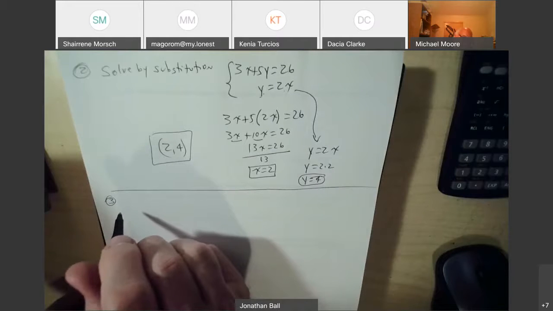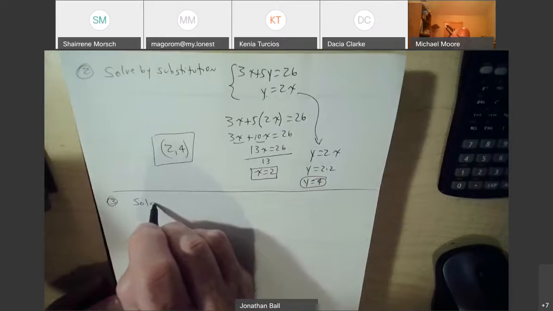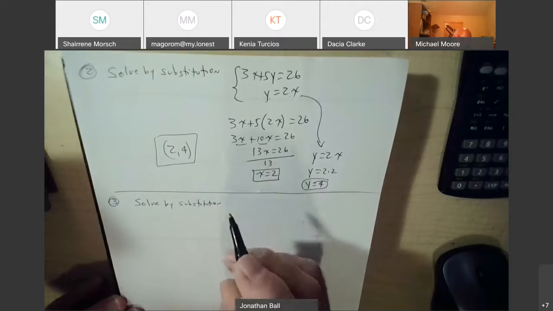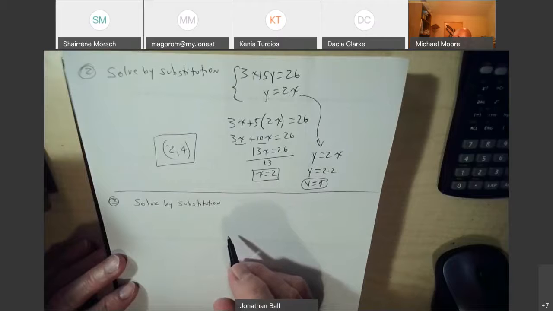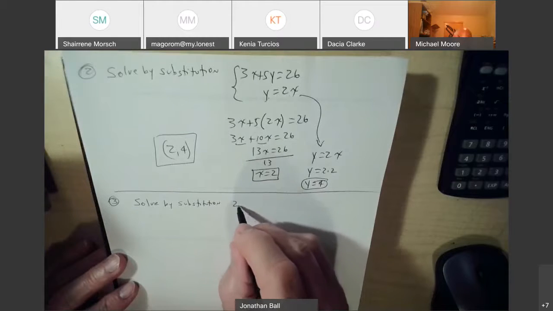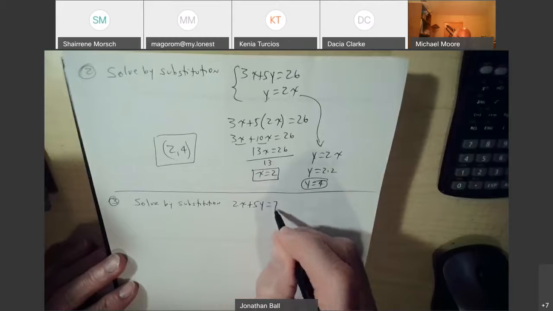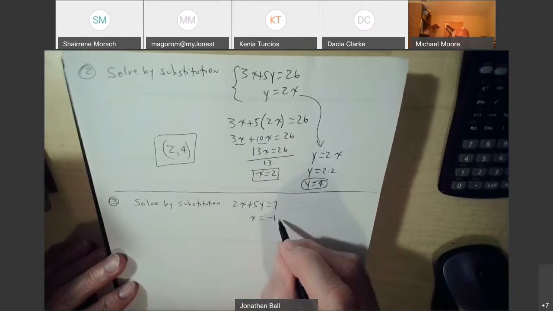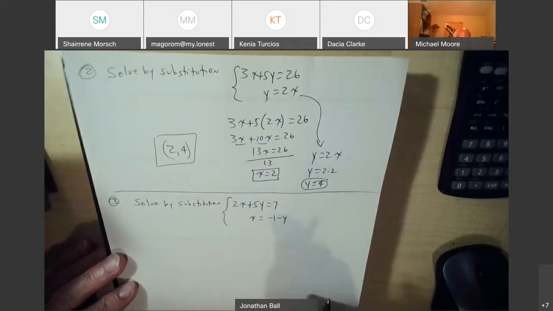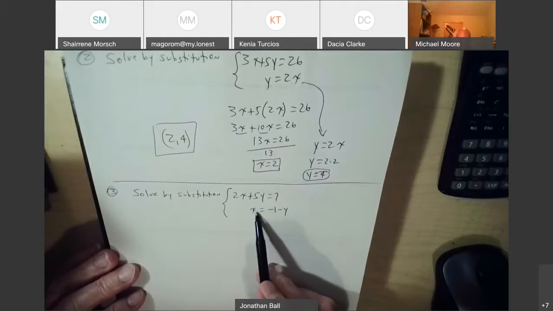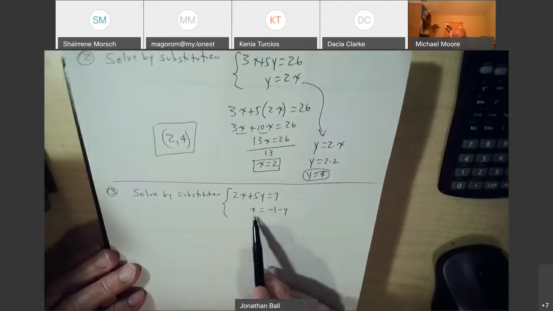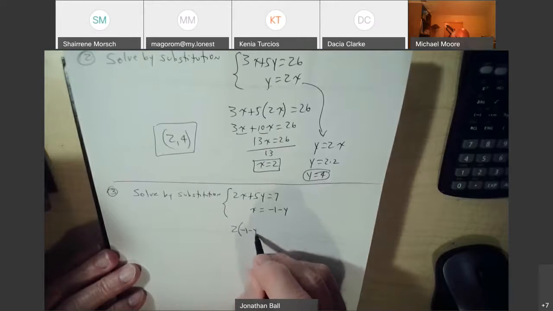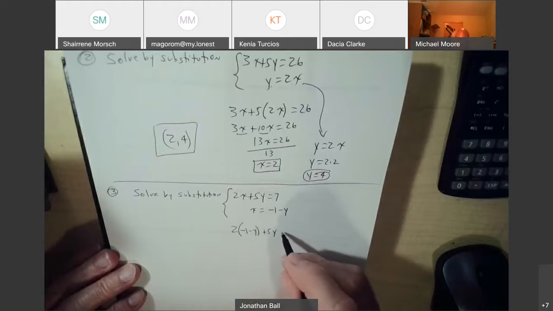Number 3. Solve by substitution. 2x plus 5y equals 7, and x equals -1 minus y. Okay, x and -1 minus y are the same. So we're going to plug this into the first equation. But instead of x, we're going to plug in -1 minus y, plus 5y equals 7.